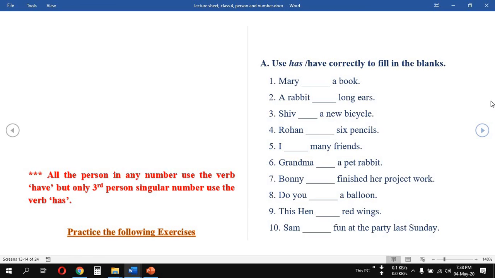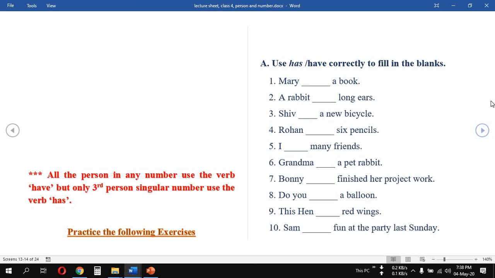Number 3, Shiv, it is a name of a boy, dash a new bicycle. Shiv, this is also a name of a boy, so we can say that it is he, and we know that he is the third person and it is also in singular form. So what verb we have to use? Yes, it is has. So Shiv has a new bicycle.